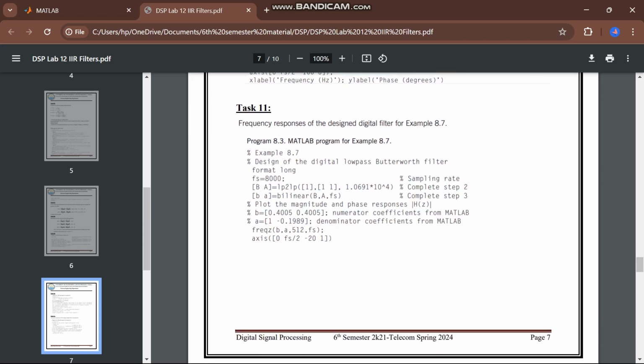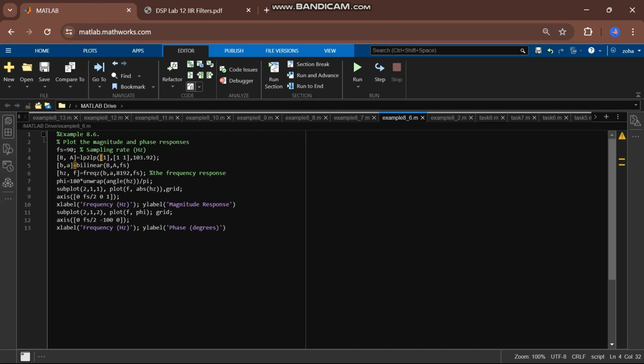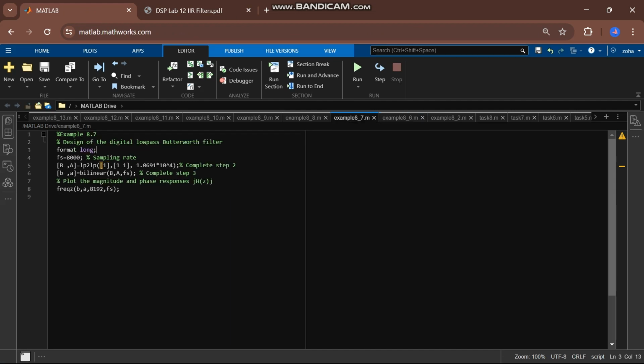In the next task, we have to perform example 8.7. Here we have to design the digital low-pass Butterworth filter. We have used format long to increase the precision of our calculations. This helps us give the values up to 15 significant figures. We have used the sampling rate of 8000 and we have used the low-pass to low-pass transformation and bilinear transformation on the output function, and freqz is used to plot the magnitude response. This is the output we have.